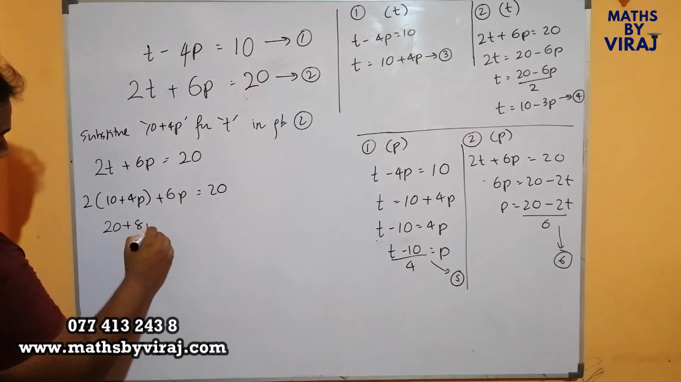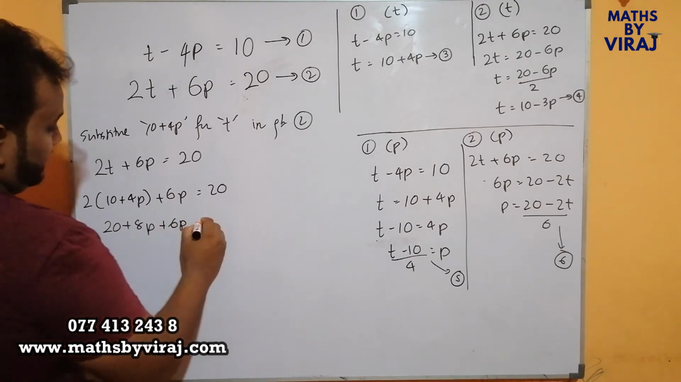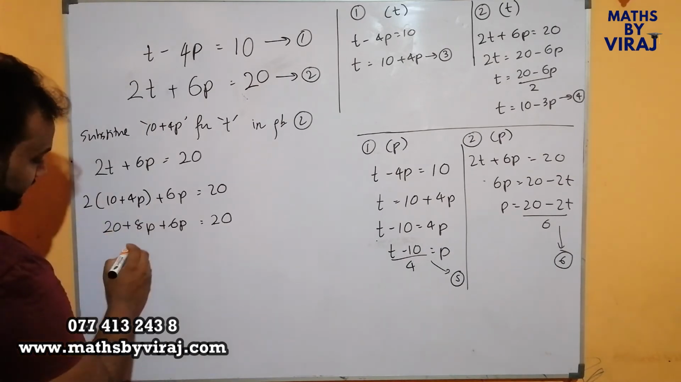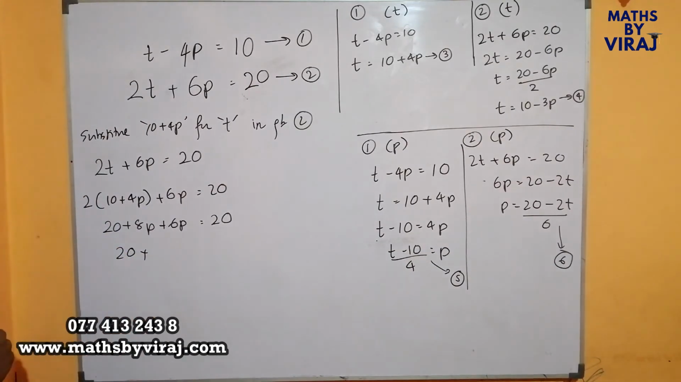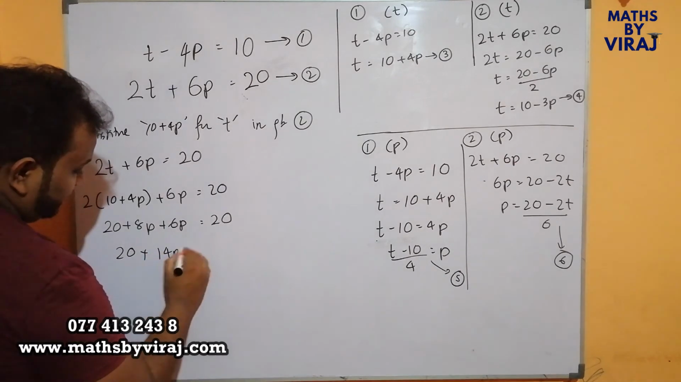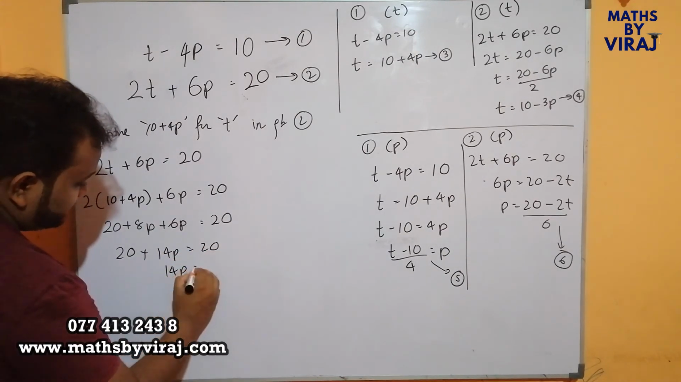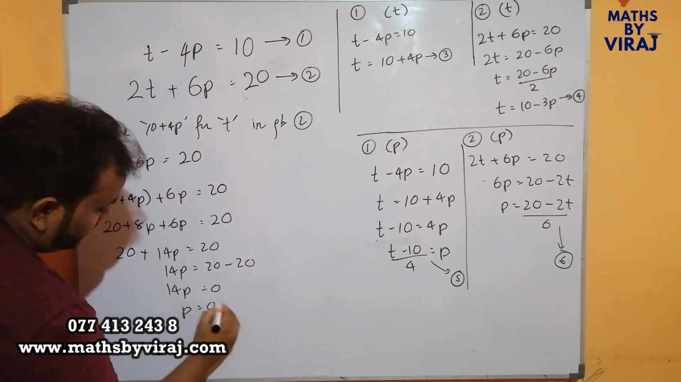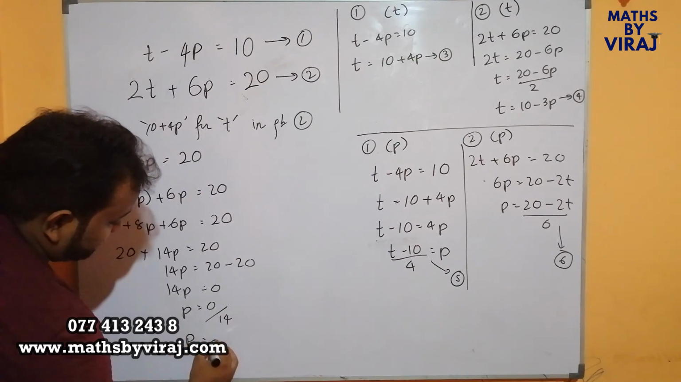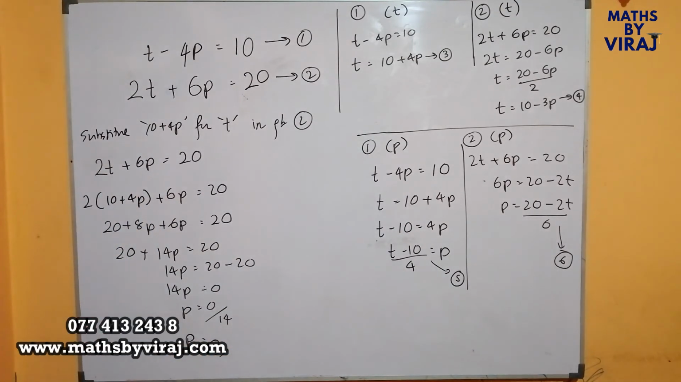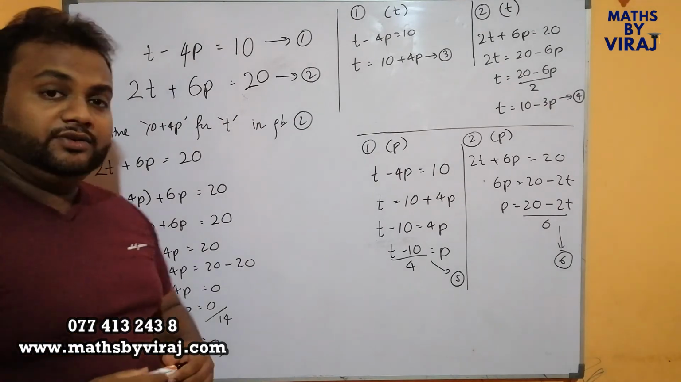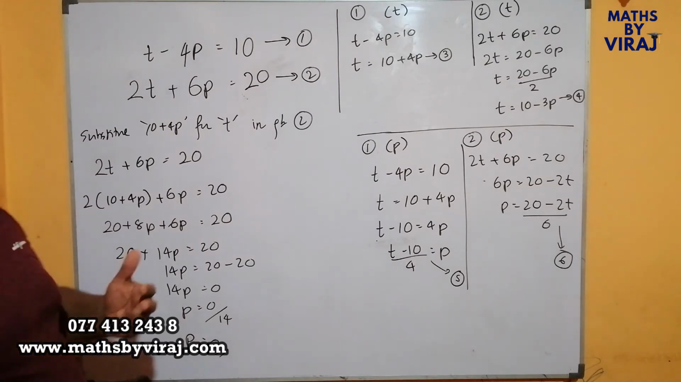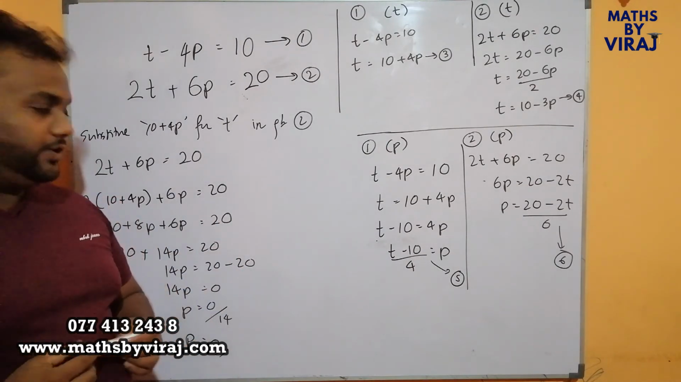20 plus 8p plus 6p is equal to 20. Now, what have I got? 20 plus 14p is 20. 14p is 20 minus 20. 14p is 0. p is 0 divided by 14. p is equal to 0. Now, you can see, children, that I have got a value which is 0. Don't worry if you get an answer as 0, you can get an answer of 0.